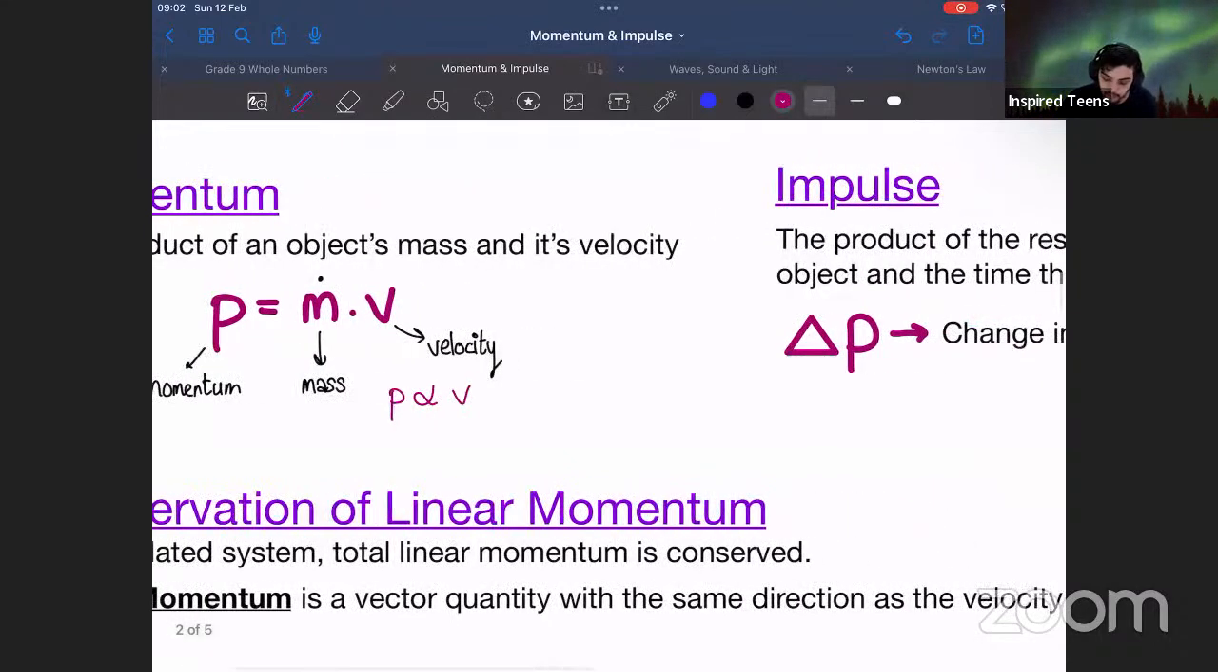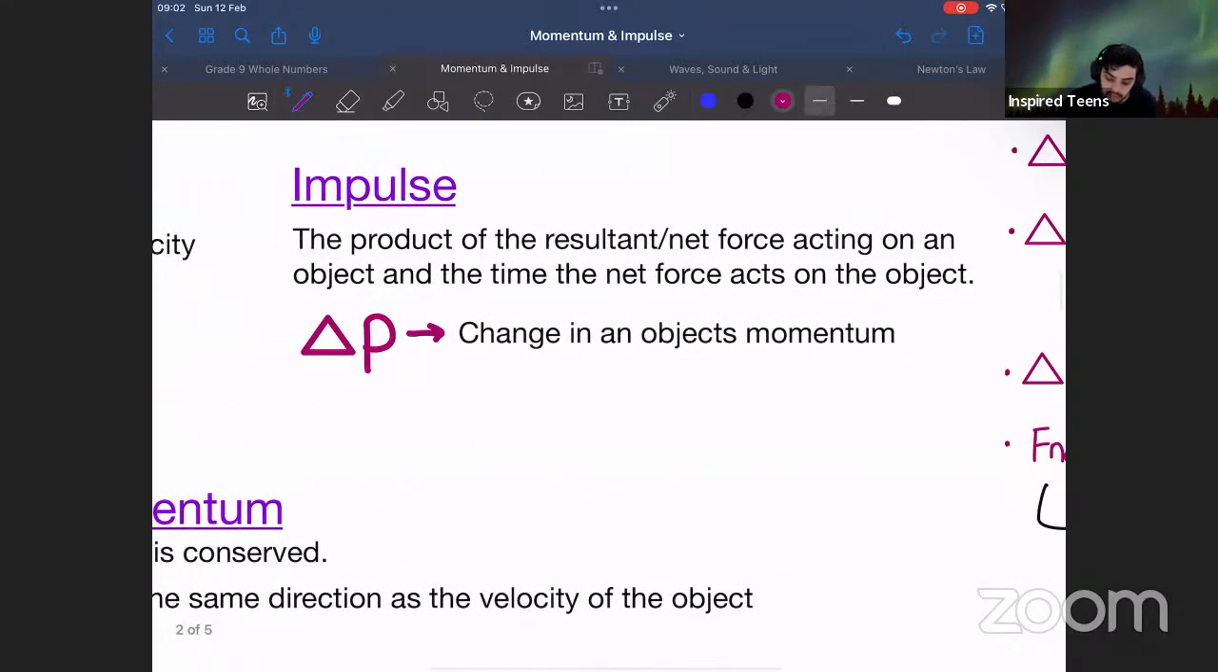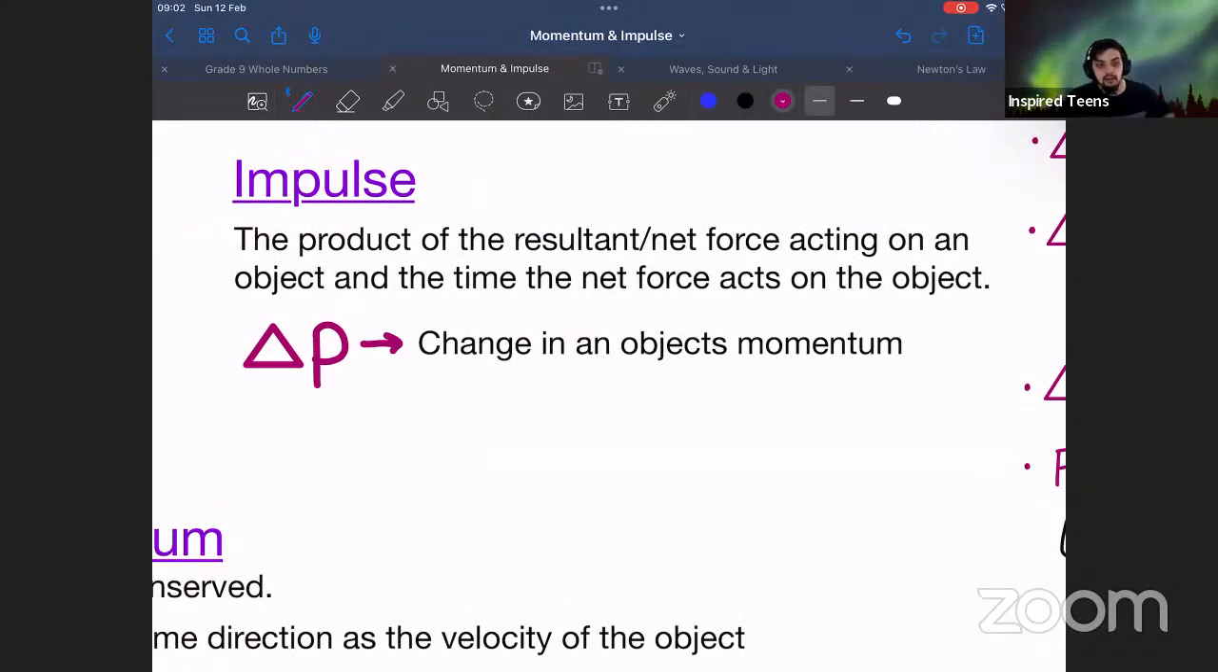Okay, let's move on to impulse. Impulse is defined as the product of the resultant or net force acting on an object and the time that the net force acts on that object. We'll go through that definition, but impulse more simply can be defined as the change in an object's momentum.